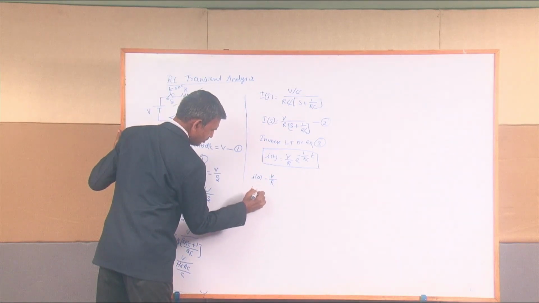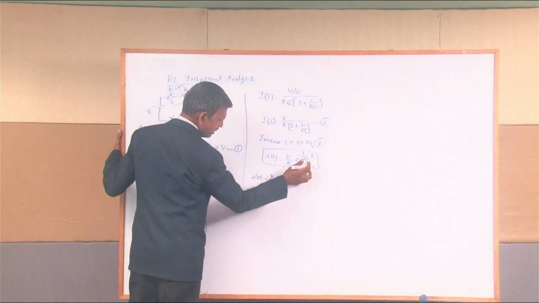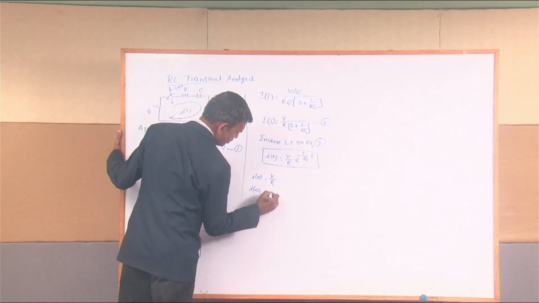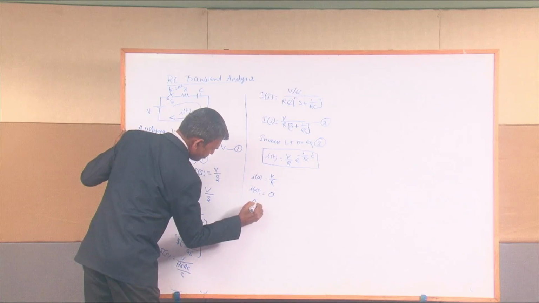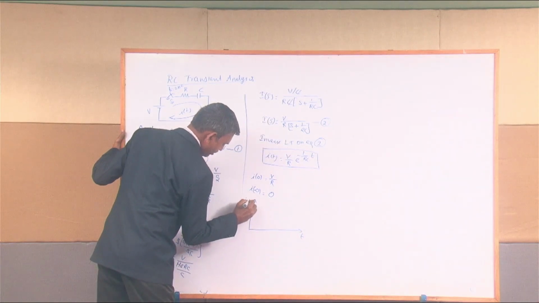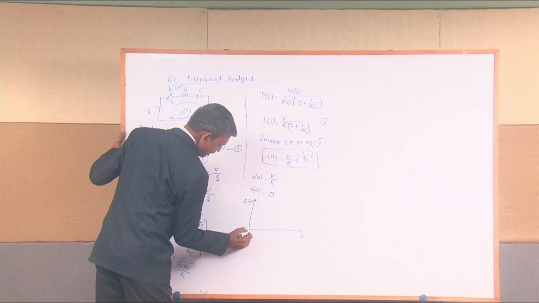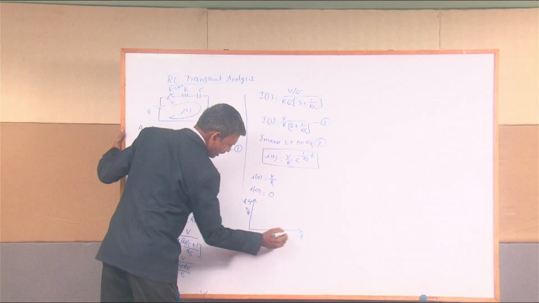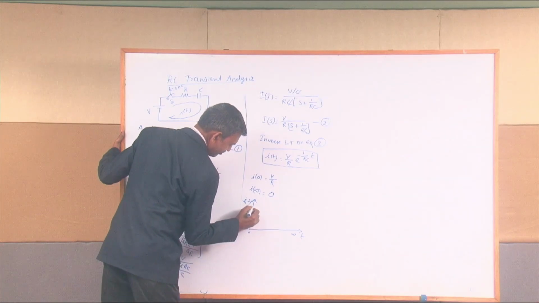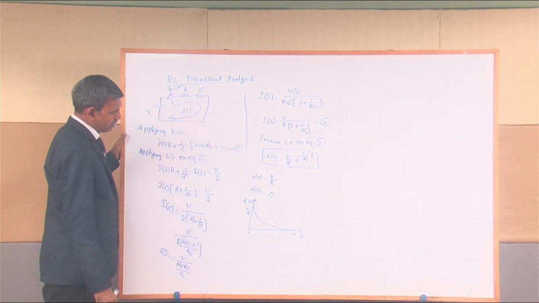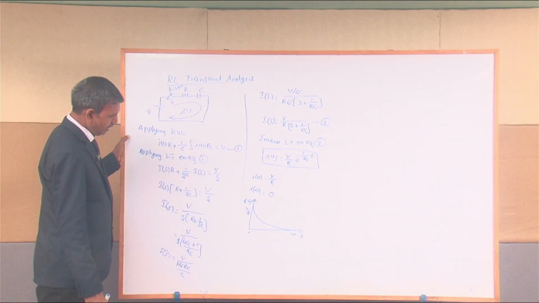One more time, we substitute t equal to infinity. Then e to the power minus infinity will be 0, and 0 into anything will be 0. So we can draw the response for the RC series circuit: I of t versus time. At time 0 we get V by R, and at time infinity I of t will be 0. This is the response of the RC transient analysis.